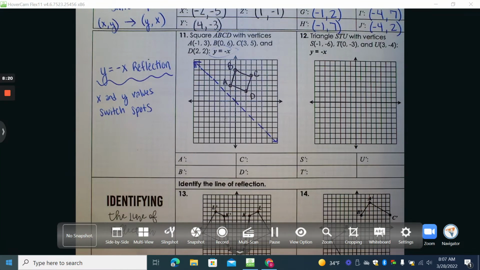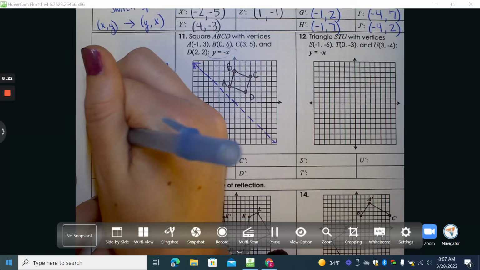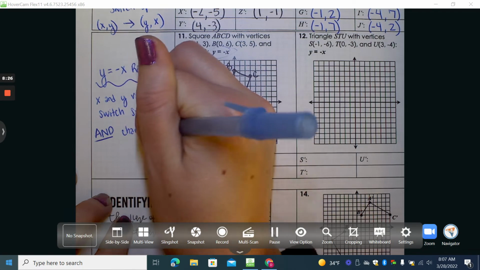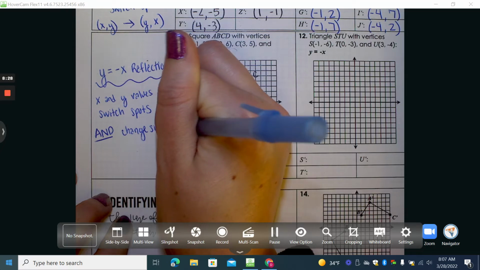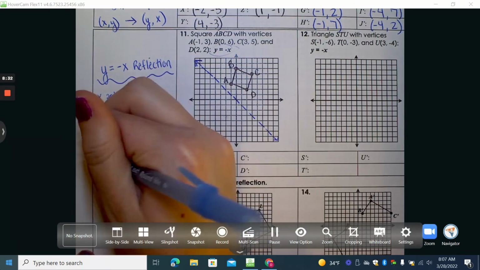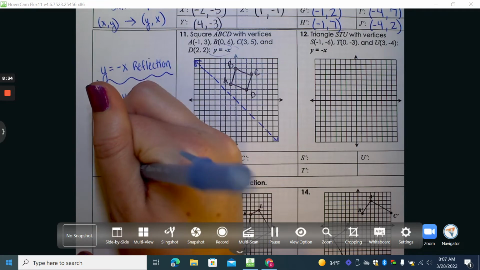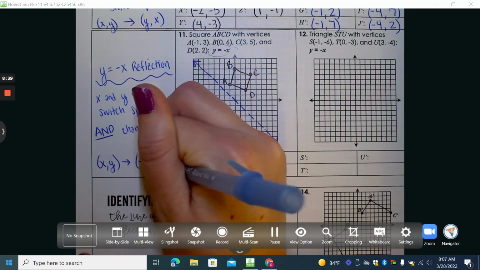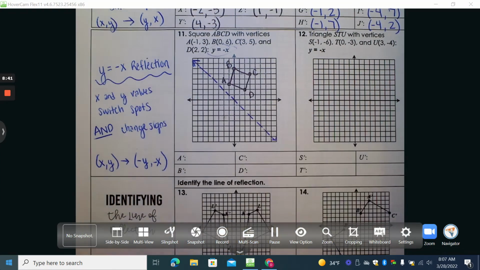So x and y values switch spots, and they also change signs. So if they were positive, they're going to be negative. If they were negative, they're going to become positive. So whatever I'm given in my original ordered pair, it's going to flip-flop in kind of 2 ways.